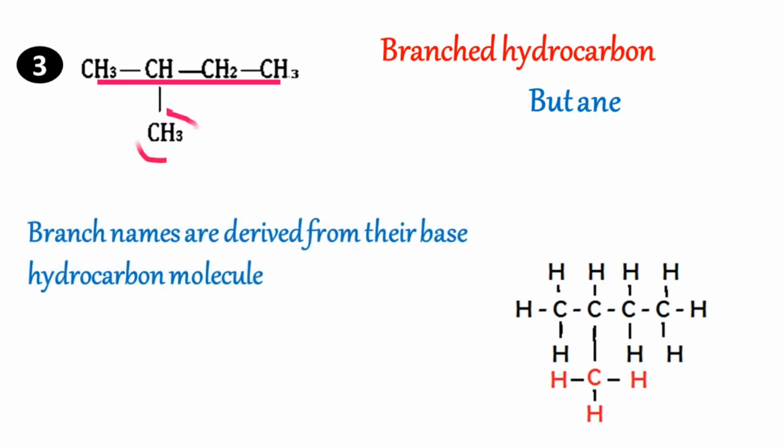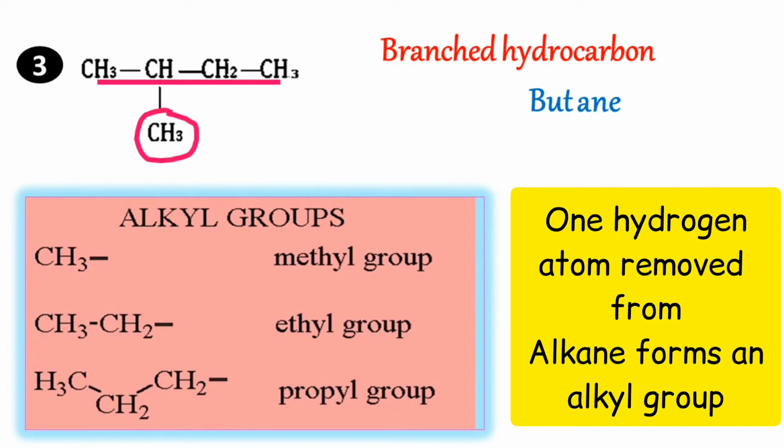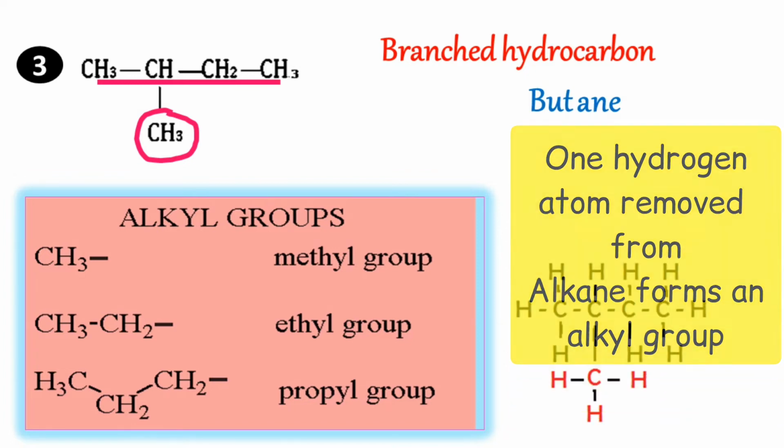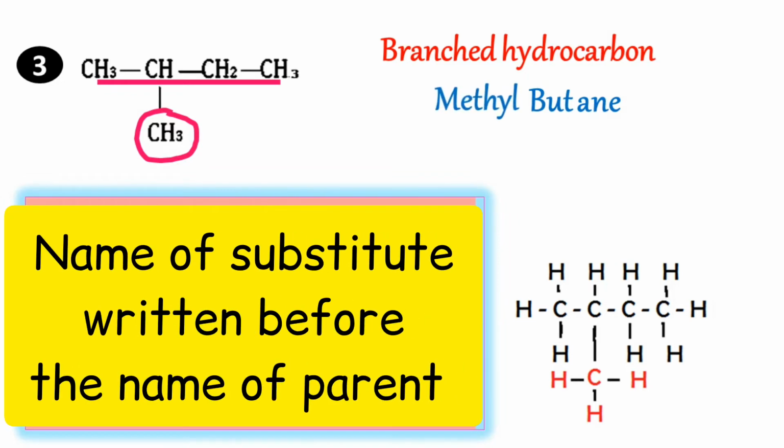The branch names are derived from their base hydrocarbon molecule. We have learnt that alkyl groups are formed when one hydrogen atom is removed from an alkane. So if one hydrogen atom is removed from methane, it becomes a methyl group. So CH3 is a methyl group, and you can see that in the structure the branch is actually a methyl group, or a methyl group is being substituted as a branch. The name of the branch or substitute is written in front of the parent hydrocarbon.